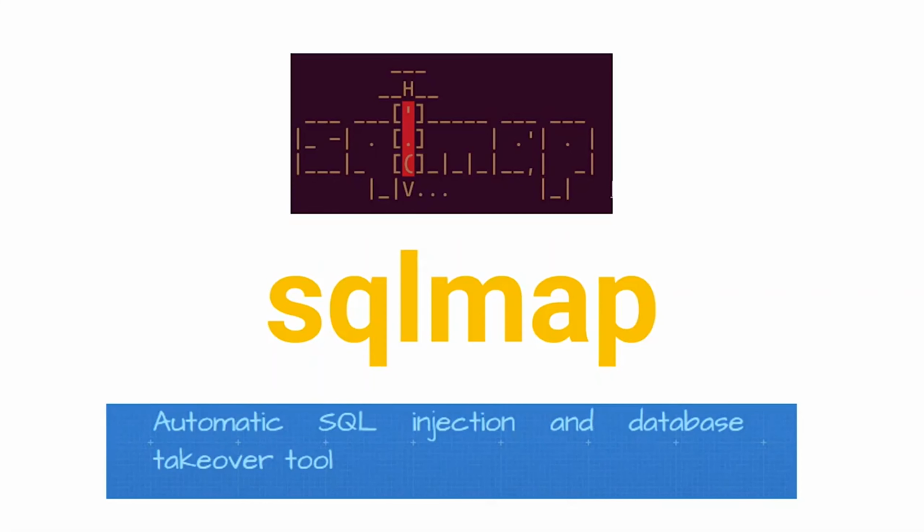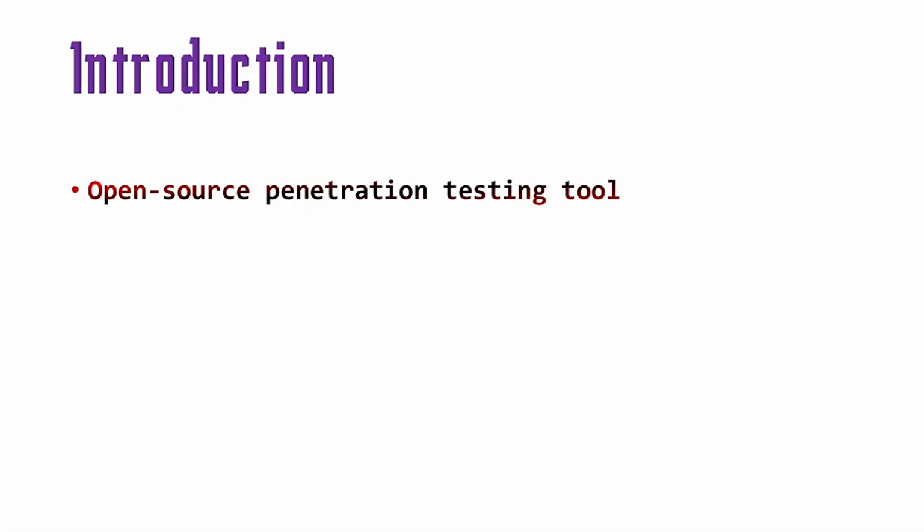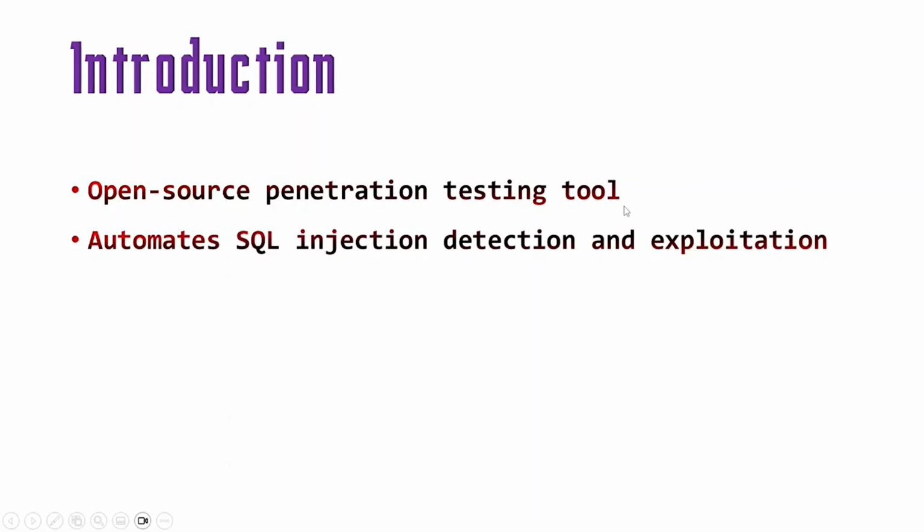SQLmap, the automatic SQL injection and database takeover tool. SQLmap is a powerful, open-source penetration testing tool. It automates the detection and exploitation of SQL injection flaws. It also helps in taking control. It allows us to take control of database servers.